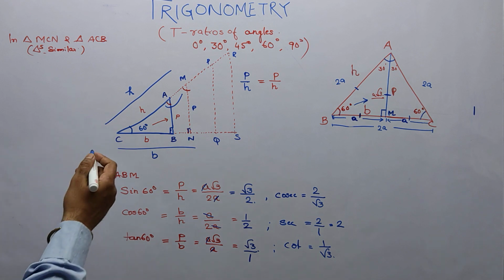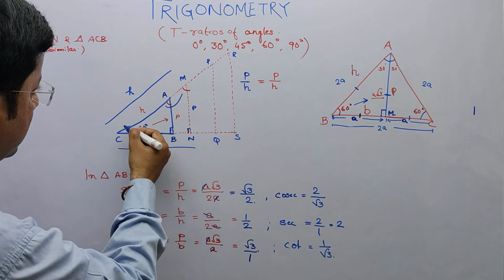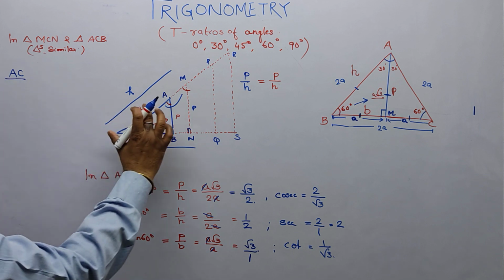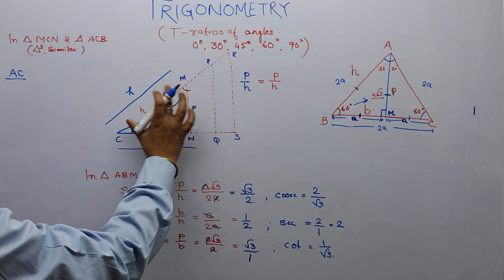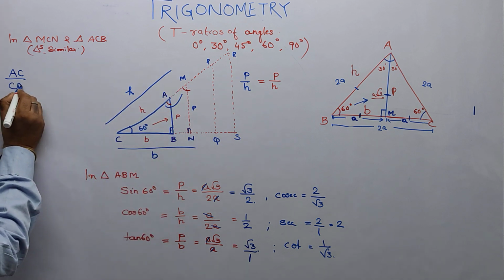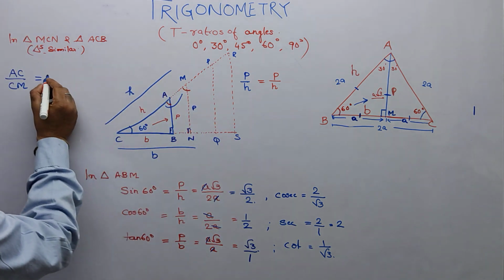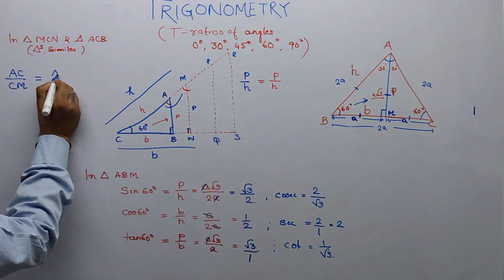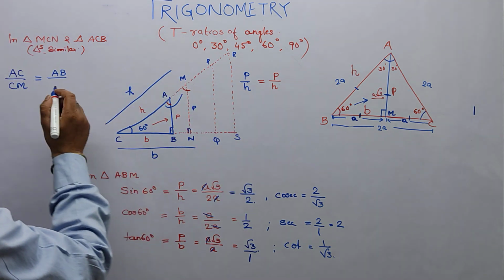So corresponding sides. Now if we take corresponding sides here, say AC upon AM. AC side, this hypotenuse of this smaller triangle, divided by the hypotenuse of the bigger triangle CM, equals perpendicular of a smaller triangle. Perpendicular of a smaller triangle is AB. AB divided by perpendicular of bigger triangle, that is MN.